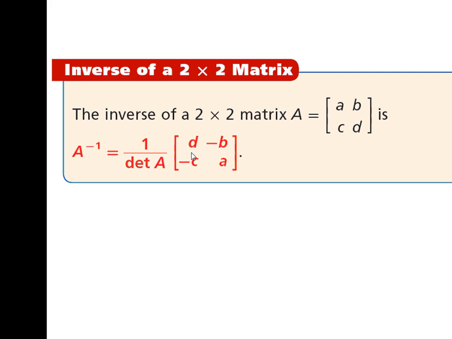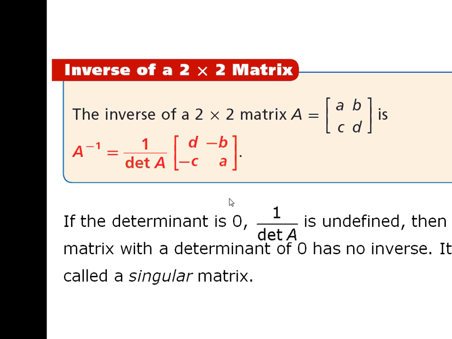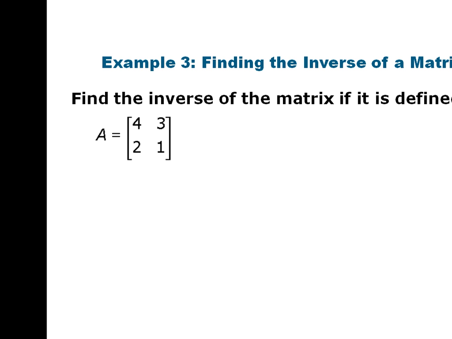So sometimes I just call this the flip-flop matrix. It's nothing very correct, I guess, to say mathematically, but you flip the first diagonal and then switch the signs on the second diagonal. If the determinant is 0, then 1 divided by 0 is undefined. So if it has a determinant of 0, then that matrix will not have an inverse. It will not have something that when you multiply it, you will get the identity matrix. And we just call those a singular matrix if they have no inverse.